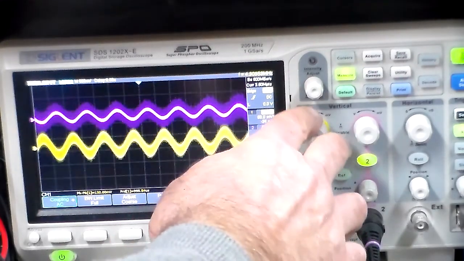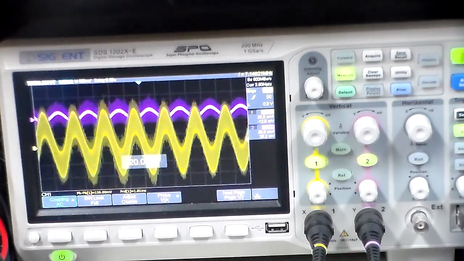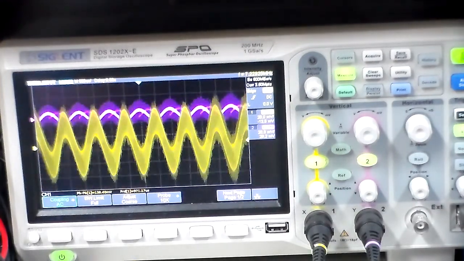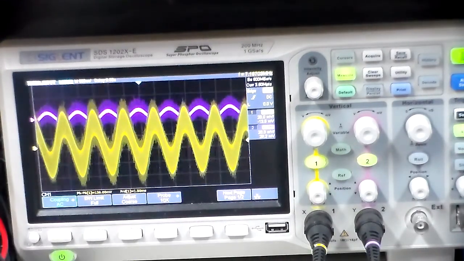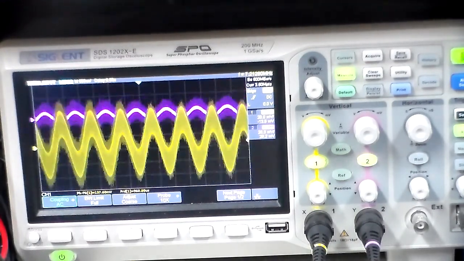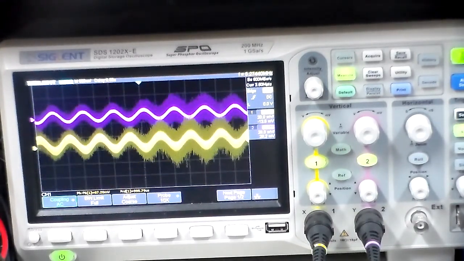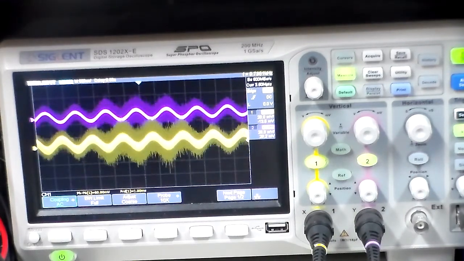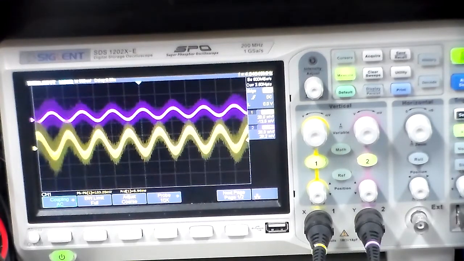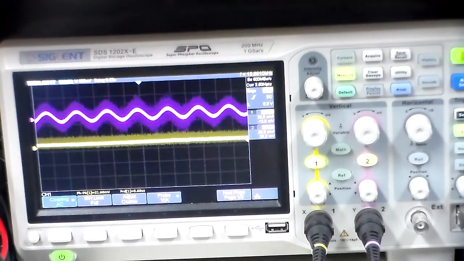Let me put these both on the same scale. Now they're both on the 20 millivolt scale, and you can see I've definitely shown an increase. So I know that the transistor before Q20 seems to be working. That's the Q19, the one I showed you, because I'm showing definite gain over the input. So now we'll look at the output of Q20.